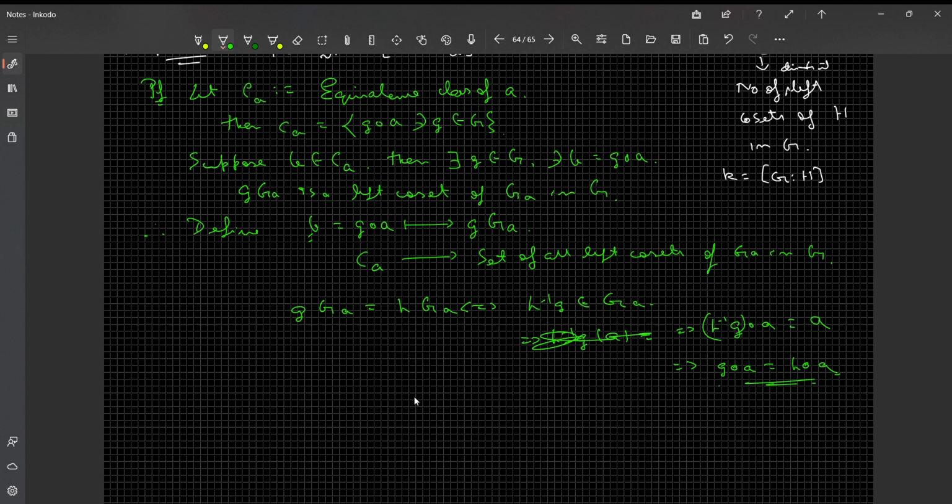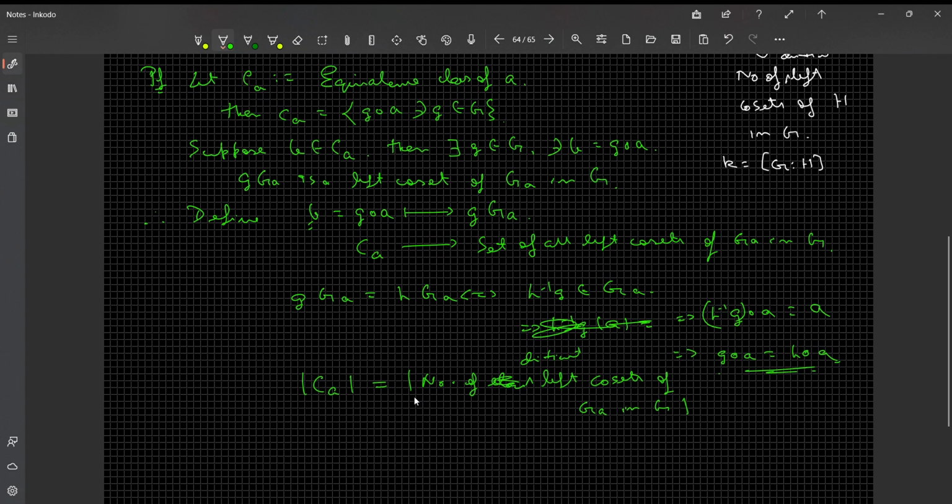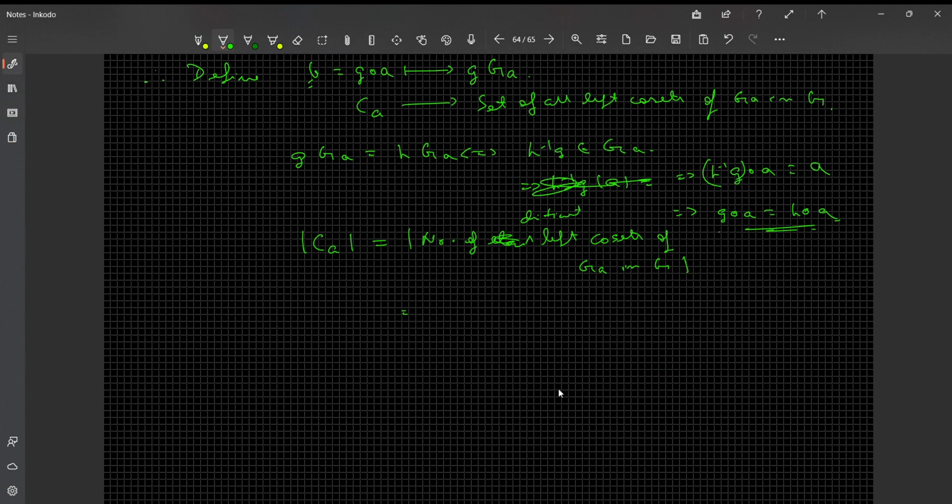Therefore, there's a bijection. Now, if there is a bijection, the number of elements in CA will be the same as the number of left cosets of GA in G. Number of distinct left cosets, because as we are speaking about the set of all left cosets, obviously there is no repetition inside, right? But the number of left cosets of GA in G is nothing but the index of GA in G.